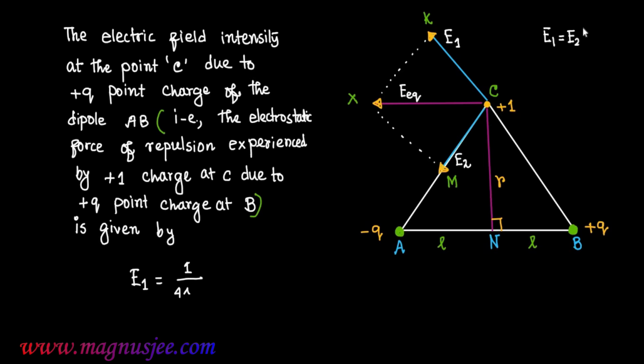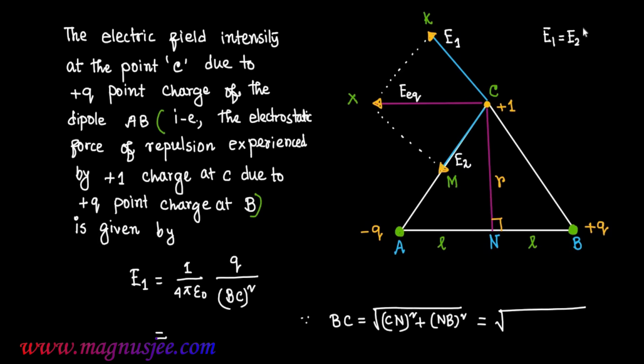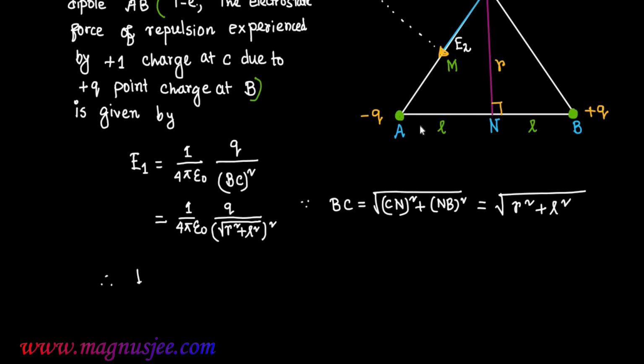E1 equals 1 by 4 pi epsilon 0 times q divided by BC whole square. E1 acts along CK which is parallel to BC. Since BC equals root over CN square plus NB square, equals root over r square plus l square, E1 equals 1 by 4 pi epsilon 0 times q divided by root over r square plus l square whole square. Therefore, E1 equals 1 by 4 pi epsilon 0 times q divided by r square plus l square.